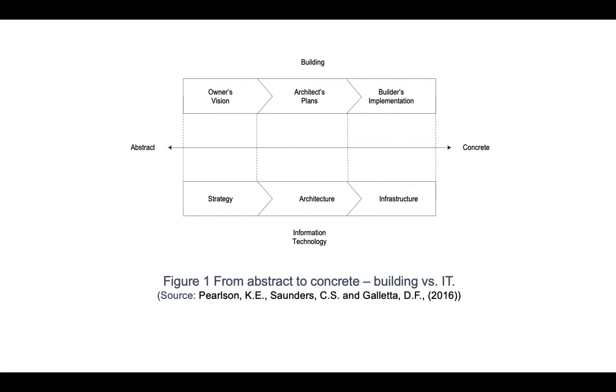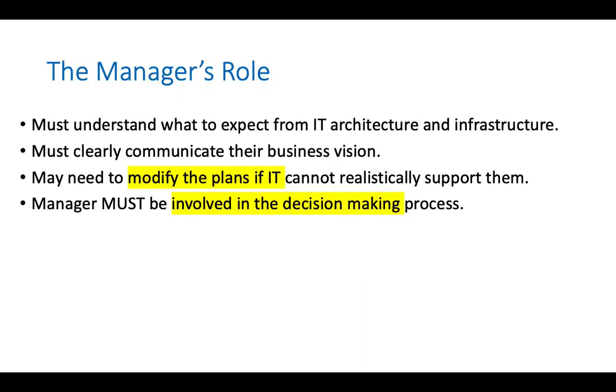If you want to take it another way, I have a strategy or plan. Then I do the architect, and from the architect I move into the infrastructure area. So the vision you can call the strategy, the architect plan is the architecture, and the builder implementation is the infrastructure. All right.